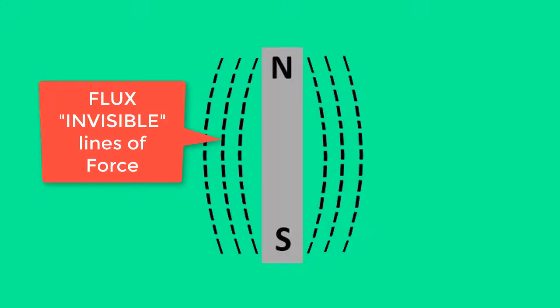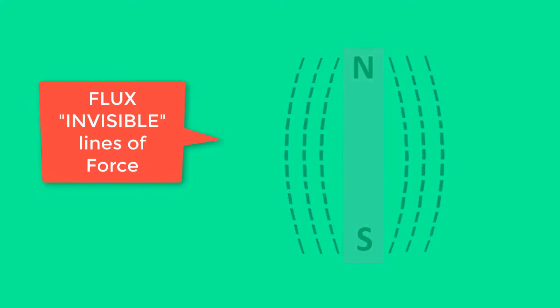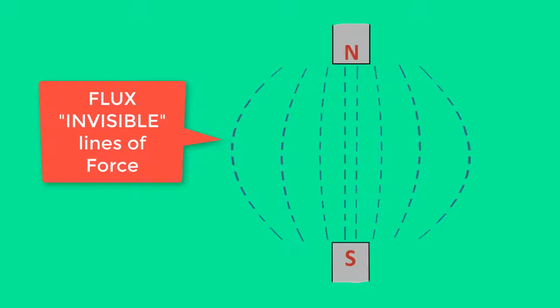In order to understand how AC is generated, you must first understand the basics of a magnet. A magnet consists of a north and a south pole. Invisible lines of force exist between the north and south pole of a magnet. These invisible lines of force are called flux. Let's look at how magnetic flux is used to create current in an electrical circuit.